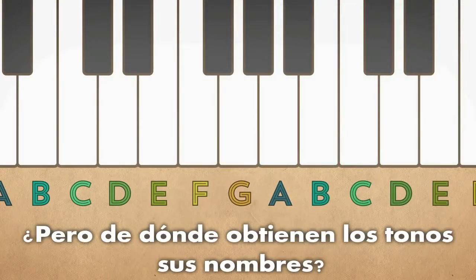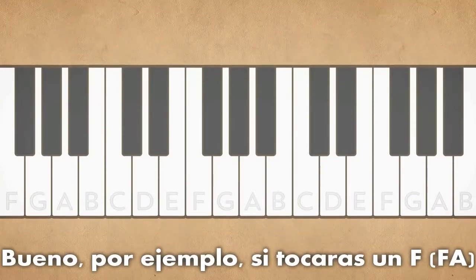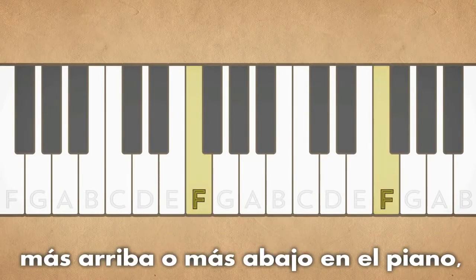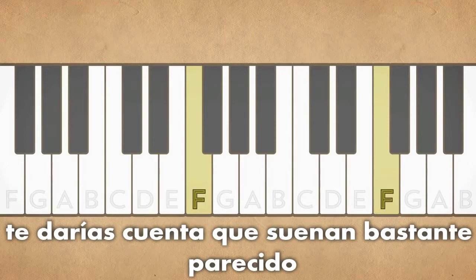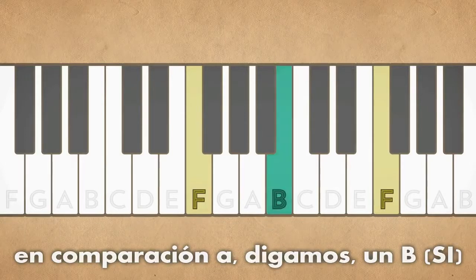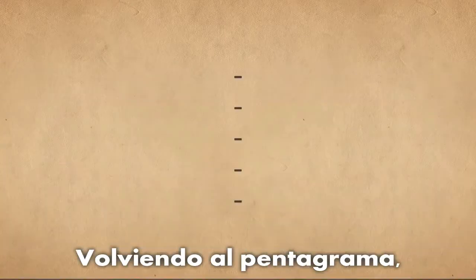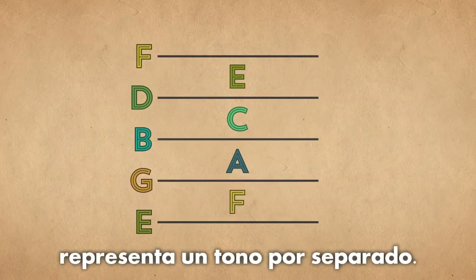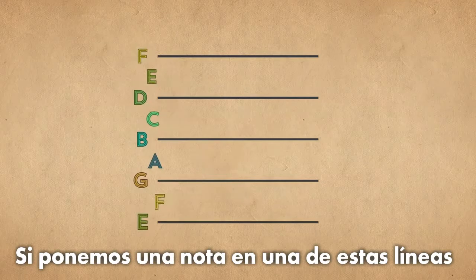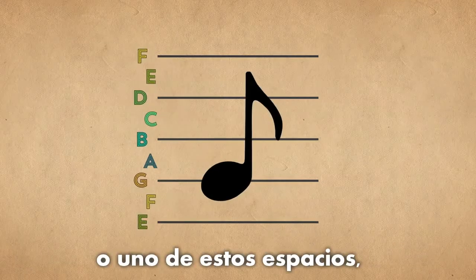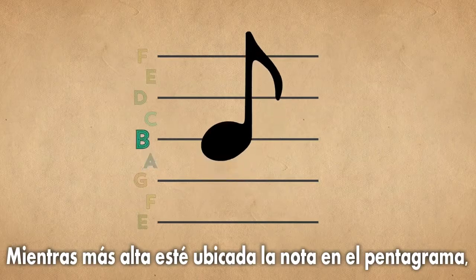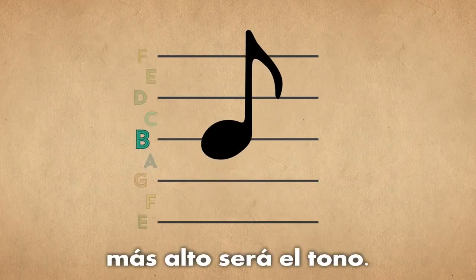But how do these pitches get their names? Well, for example, if you played an F and then played another F higher or lower on the piano, you'd notice that they sound pretty similar compared to, say, a B. Going back to the staff, every line and every space between 2 lines represents a separate pitch. If we put a note in one of these lines or in one of these spaces, we're telling a performer to play that pitch. The higher up on the staff a note is placed, the higher the pitch.